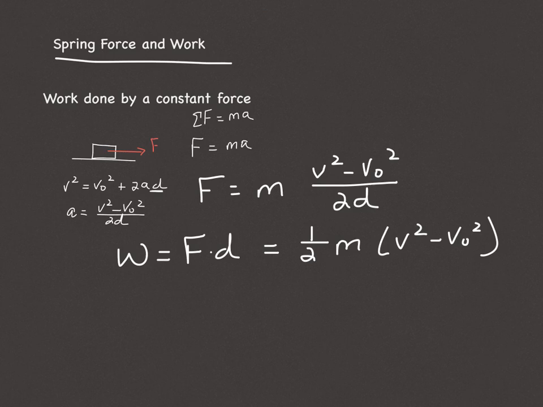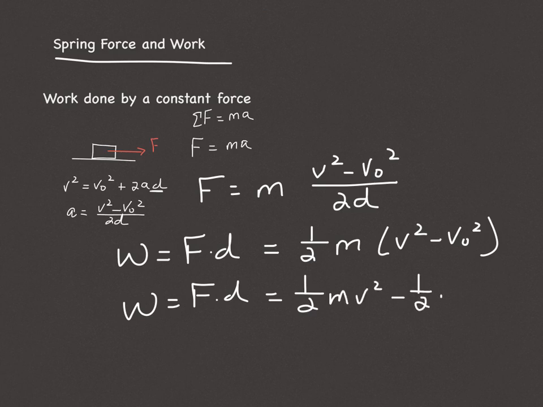Just one more simplification here. If we distribute the 1/2 m, this is the equation for what? 1/2 mv squared is kinetic energy, all right?